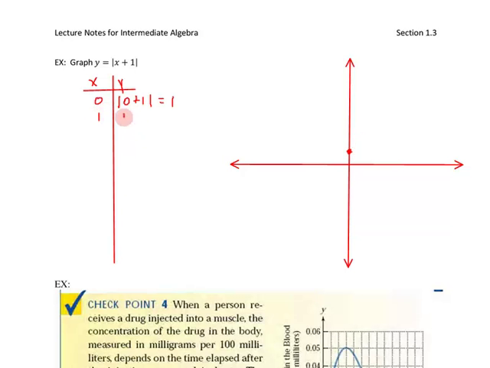Okay, plug in 1. Absolute value of 1 plus 1 is 2. So over 1 up 2. Plug in 2, absolute value of 2 plus 1 is 3. So that's over 2 up 3. You begin to get the picture, hopefully. It seems to be going in a straight line. Absolute value of 3 plus 1 is absolute value of 4, which is 4. So 3 up 4. So that's this line right here. If I can get that to go right through those points, that would be even better.